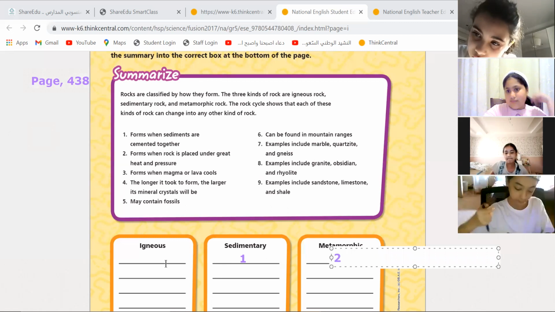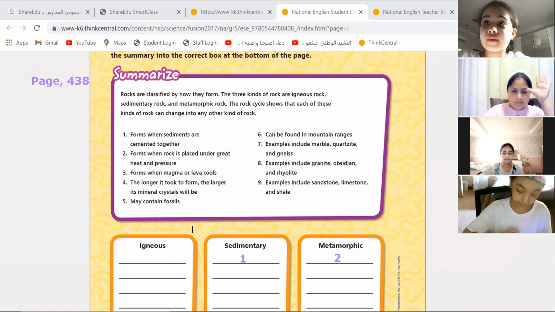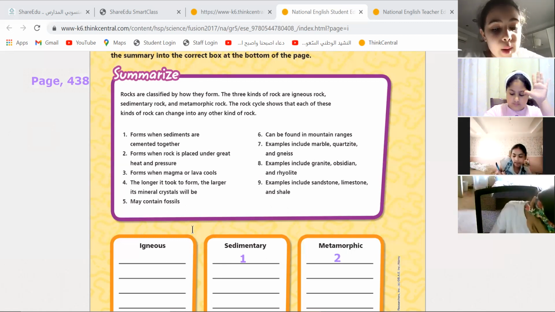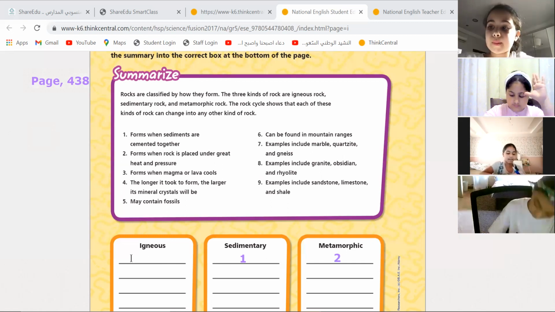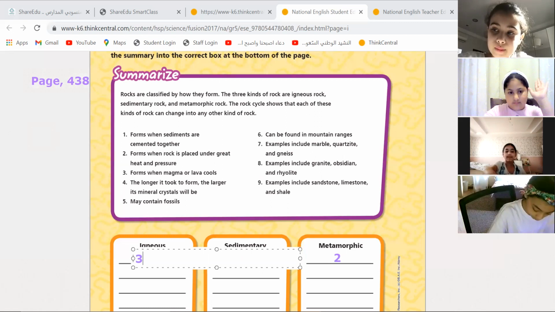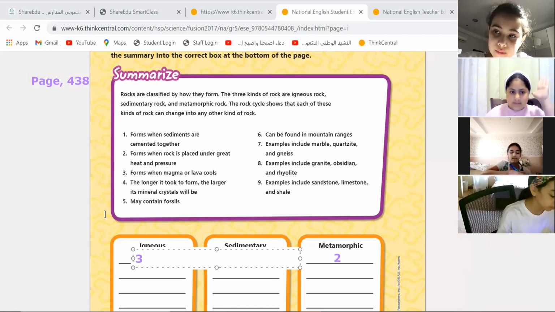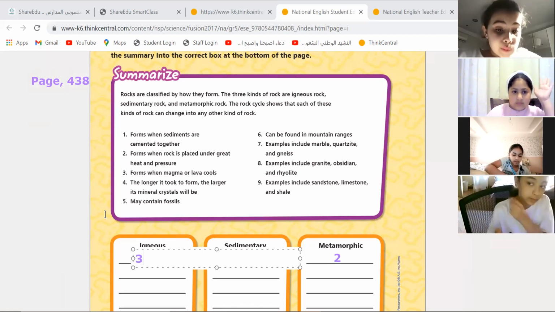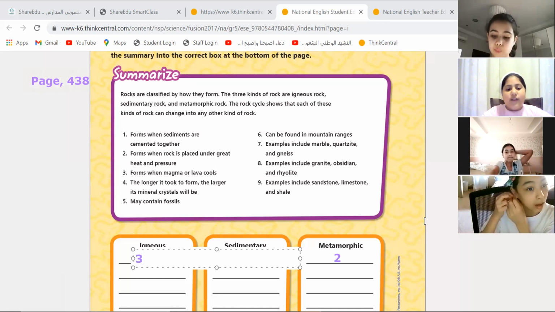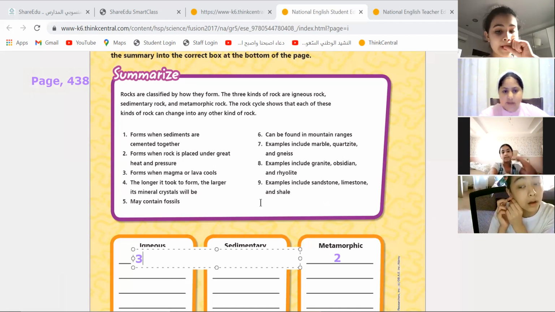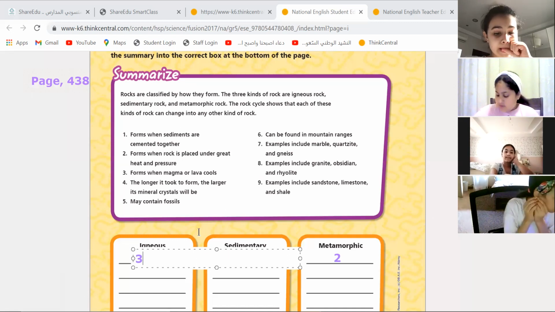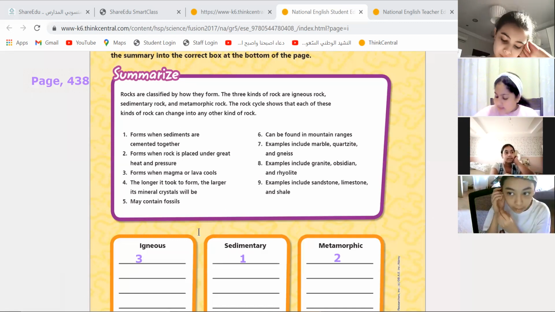Back to you, Maria, number three. Forms when magma or lava cools. Igneous. Excellent. So number three is igneous. Now, Amal, you can answer number four. The longer it took to form, the longer its mineral crystals would be. Sedimentary?